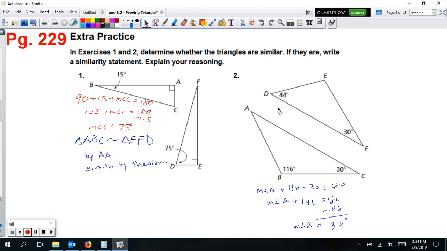So that means that two angles are not going to be the same as the other two. So this one is not similar. If we tried to figure out what E was, it's not going to be 116 either. So we'll notice that even though F and C were the same, E and D were not the same as A and B.